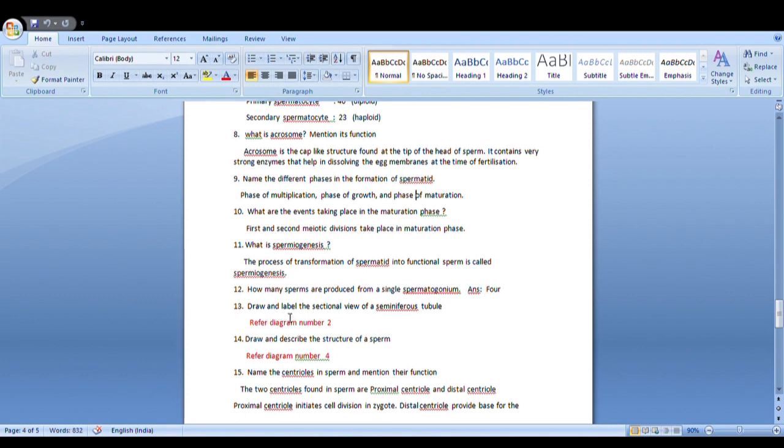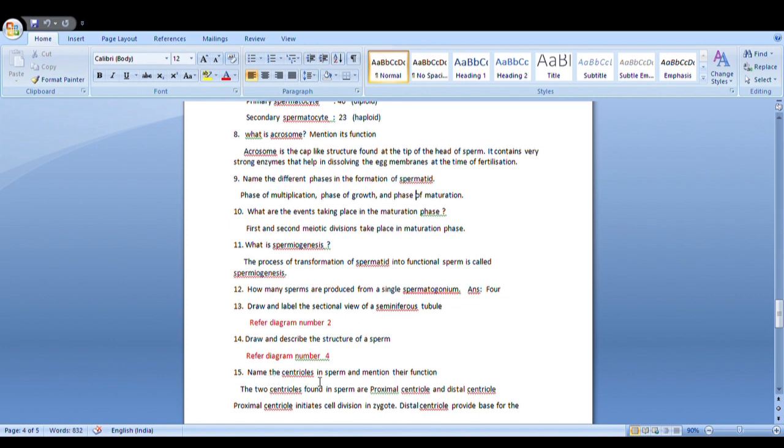Next, draw and label the sectional view of a seminiferous tubule. We have already given that here. Refer diagram number 2. Draw and describe the structure of a sperm. That is also given earlier. Refer diagram number 4.